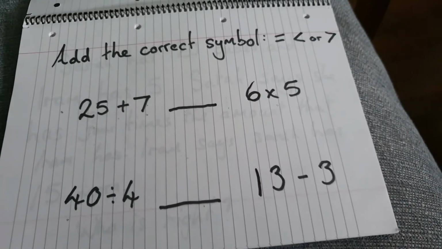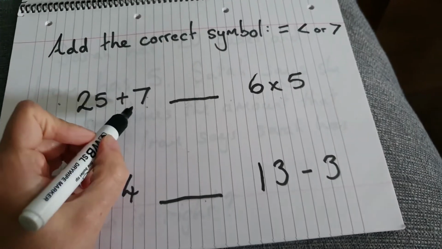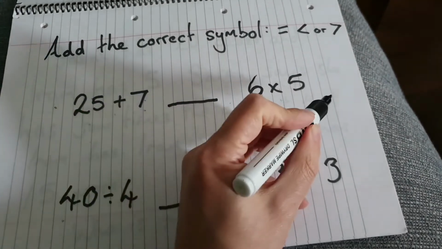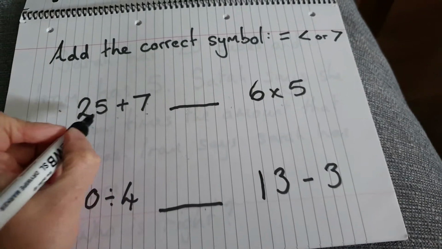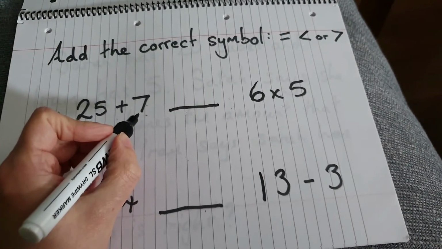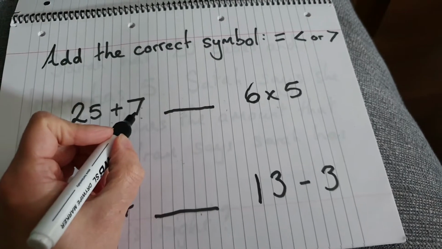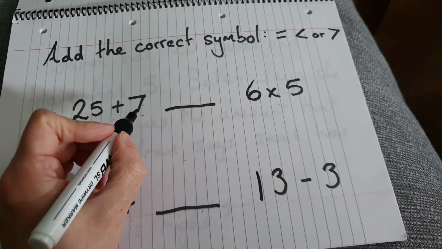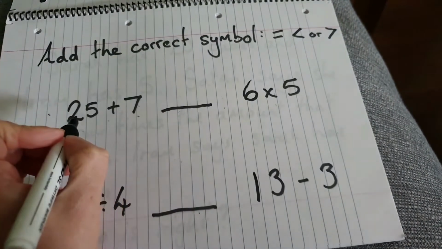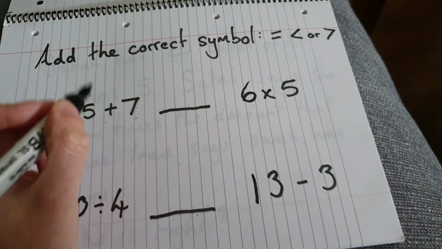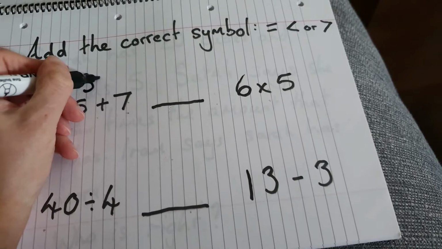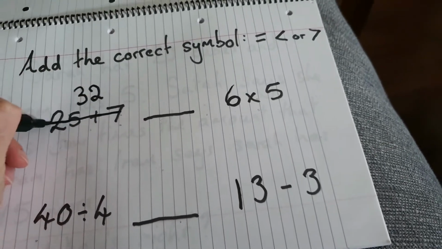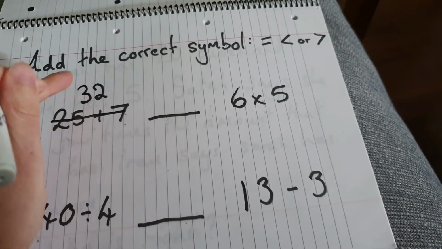Okay, to work this one out, what we need to do is take each side of the equation and work them out. So the first one I need to work out is 25 add 7. And that is just a count on because I'm adding a one-digit number. So what I will do is I'll put 25 in my head and I will count 7 more. Once I've done that, I get the answer 32. So now I know that that side is worth 32.